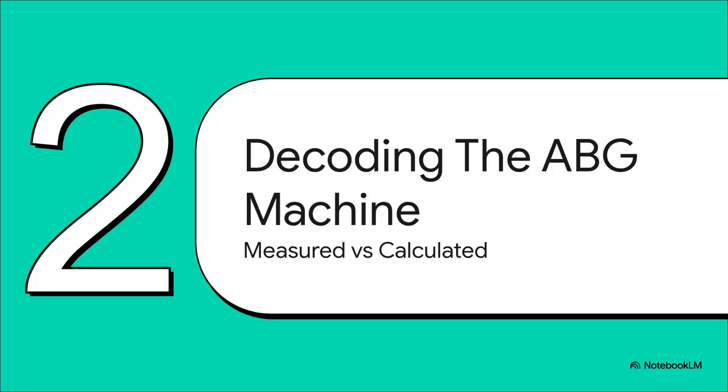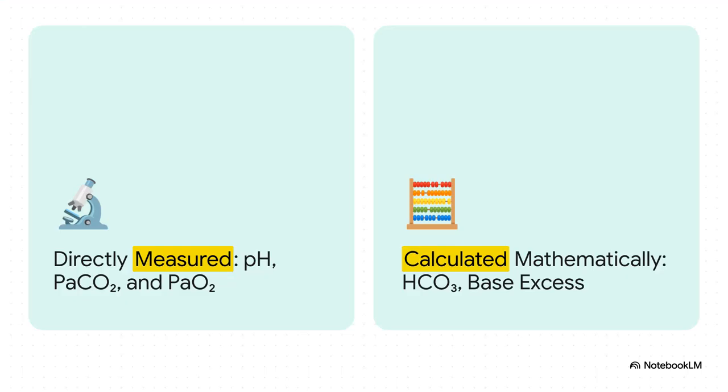Moving on to part 2, decoding the ABG machine. Now, what's really interesting here is the illusion versus the reality. We tend to look at an ABG printout and treat every single number on there as hard, measured data. But the reality? The machine only measures 3 parameters directly: pH, PaCO2, and PaO2. Everything else, including bicarbonate and base excess, is merely a mathematical calculation based on the Henderson-Hasselbalch equation. The machine doesn't actually measure bicarbonate, it just infers it.